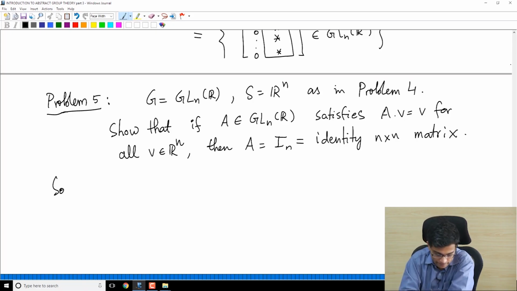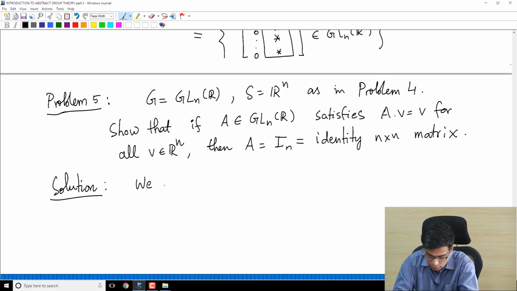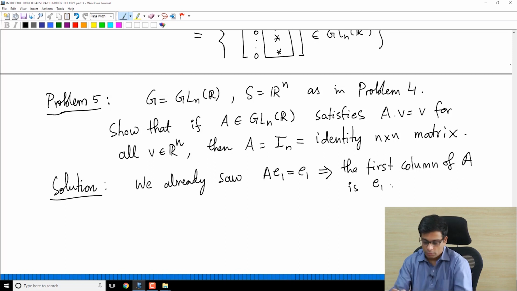Why is this? Any matrix which fixes every vector, in other words, it's in the stabilizer of all vectors or all elements of the set S, must be the identity element. Why is this? We already saw that AE1 equals E1 implies the first column of A is E1. This we have already seen in the previous problem, and AE1 is equal to E1 because AV is equal to V for all V.